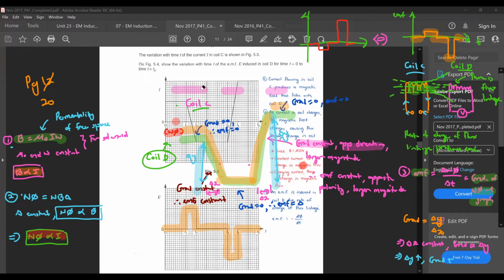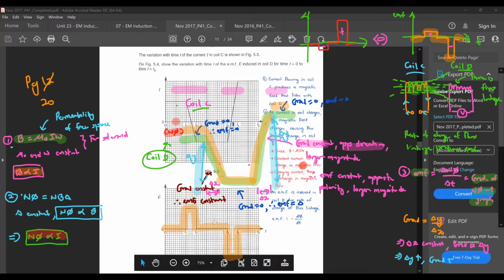The important thing is that you are showing the EMF as having opposite polarity. If this one is negative, and this one is positive, this one must be shown as positive and negative. As long as you show that they have opposite polarity, that's where your other mark comes from. Okay, so this one is okay.